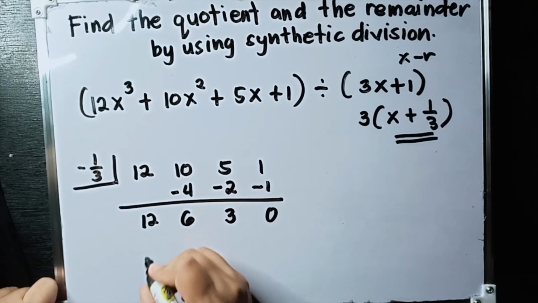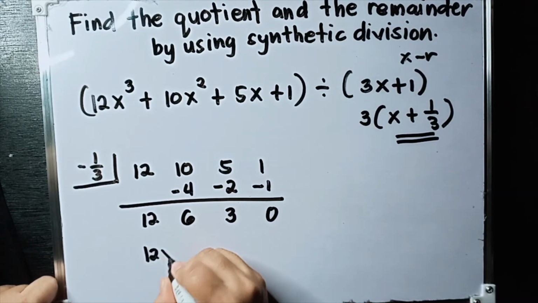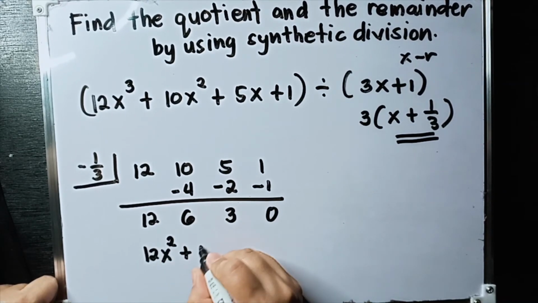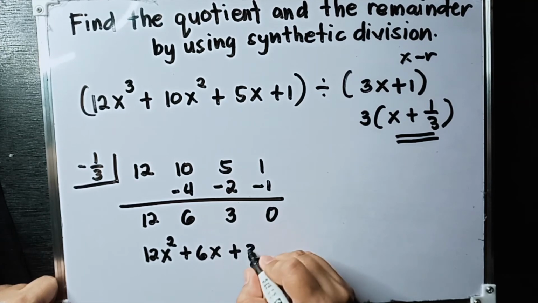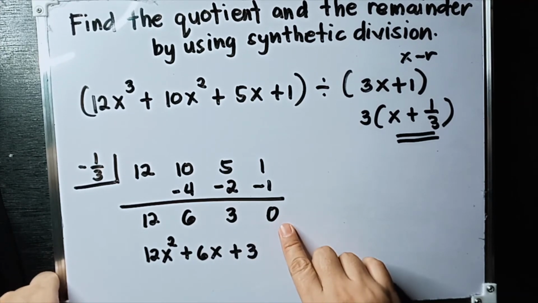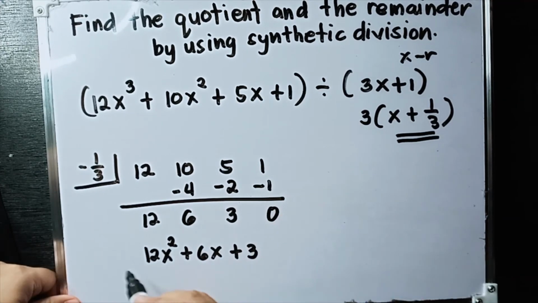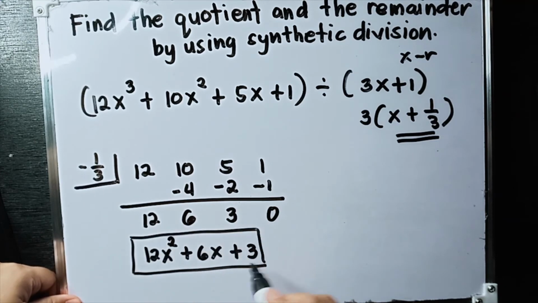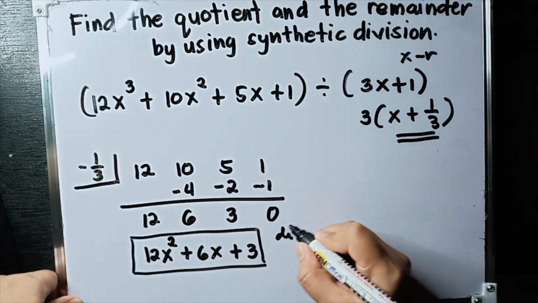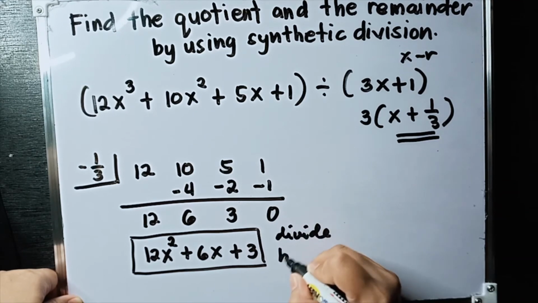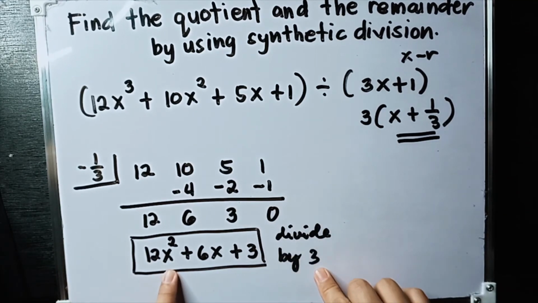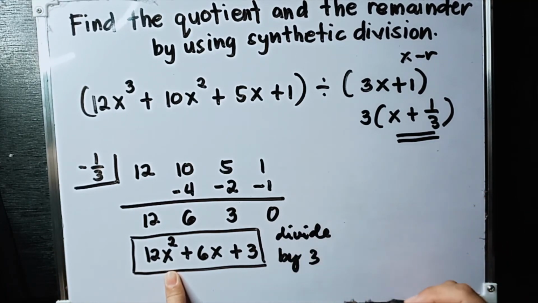So how do we write our partial quotient? 12x squared plus 6x plus 3. Since we don't have a remainder, we don't place it anymore. But we have to take note that this should be divided by 3. So what would be our answer then?